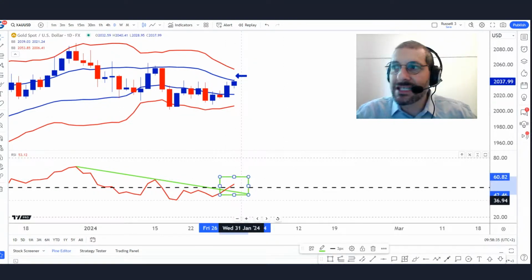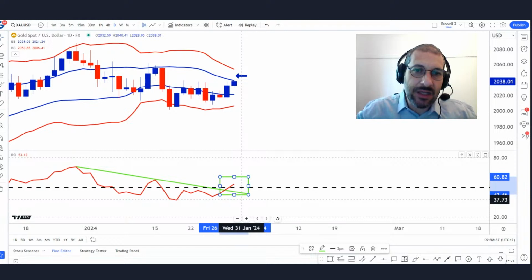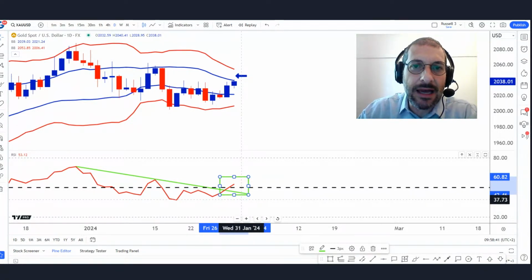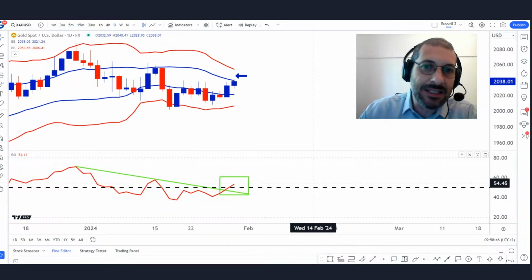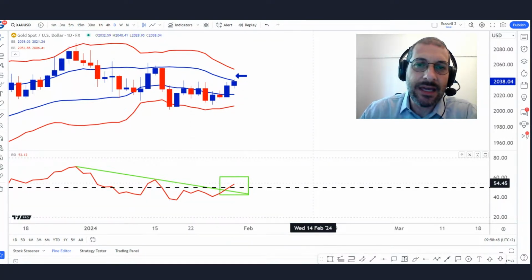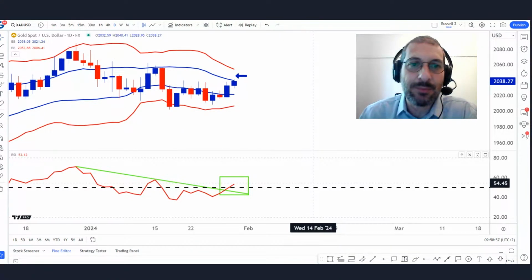aspect here. Take a look at that RSI. It's popped above 50. So we've now gone to the bullish side of the RSI. The fact that we're on the bullish side of the RSI, of course, is a warning, but a positive warning. It's suggesting that the upside momentum is building on the gold chart.